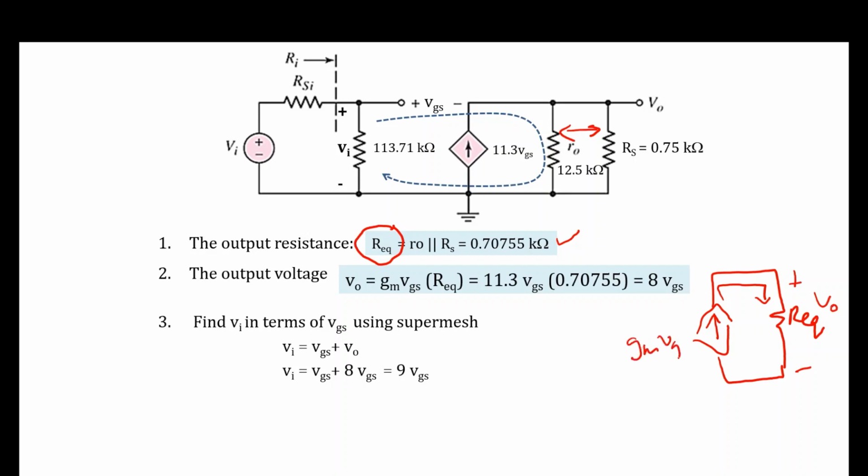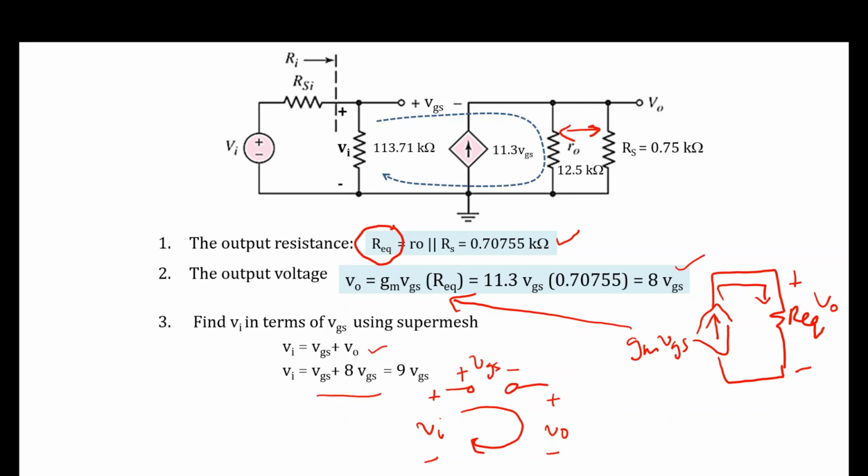This is GM VGS, right? You can see GM VGS multiplied with R equivalent. Just use Ohm's law, and you obtain Vout equals 8 VGS. And then for the super mesh, you do the loop over here. That's why I get VGS plus Vout minus VI, and you obtain this equation. That's why VI is equivalent to 9 VGS. That's how you obtain the equation for the third step.